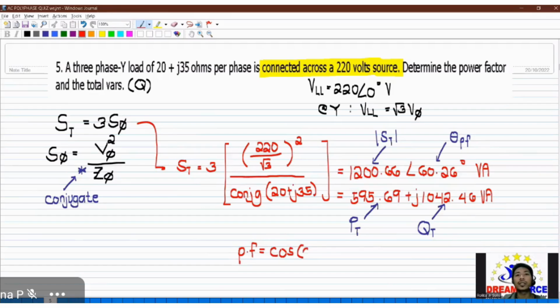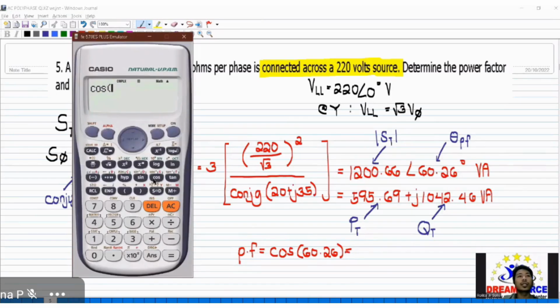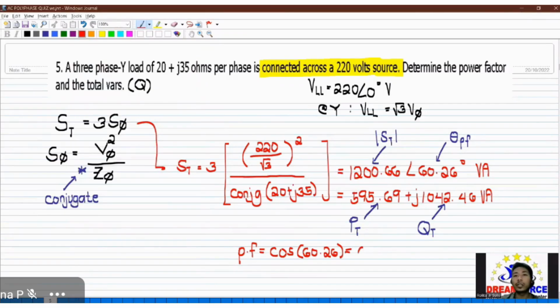So cosine of 60.26, the answer there would be 0.496 or 0.5. Lagging. Kung sinagot mo 0.5, okay na po yan, engineers. Considered kung walang nilagay na lagging since hindi naman in-state sa problem natin, pero dapat alam mo pa rin i-classify, no?